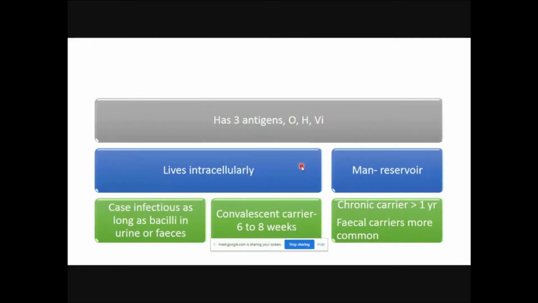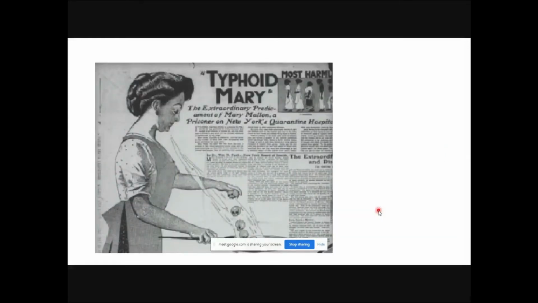And it has 3 antigens, as you all know, O, H and Vi. The case is infectious as long as the bacilli are present in urine and feces. There is a term called convalescent carrier, where the patients will be excreting the bacilli for 6 to 8 weeks, and a chronic carrier will be excreting for more than 1 year, and fecal carriers are more common when compared to the others. She is the one who was responsible for transmitting infections to many patients, and she was also responsible for causing more fatalities. Since at that time, antibiotics were not found.